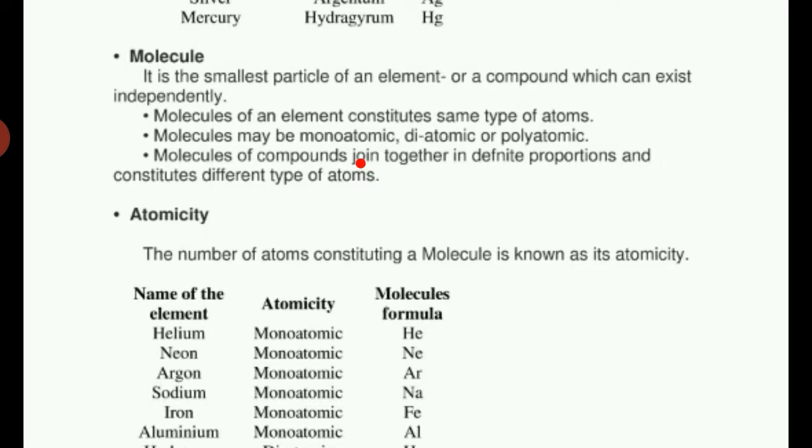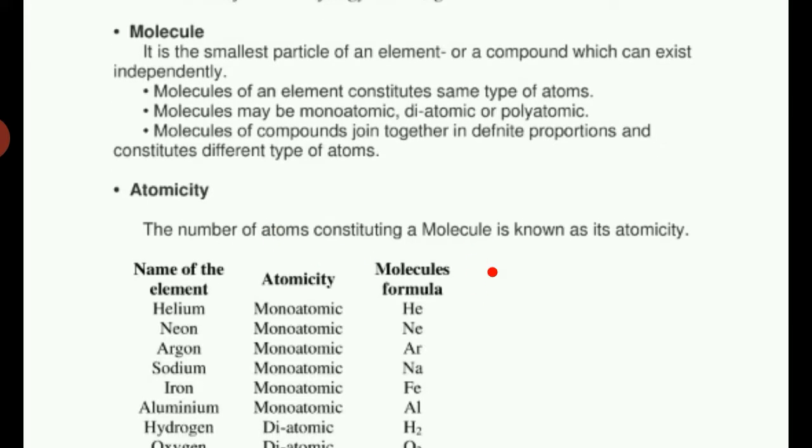Now we will talk about atomicity. We have just talked about monoatomic, diatomic and polyatomic. What are these? So let's discuss. What is atomicity? The number of atoms constituting a molecule is known as its atomicity. So you have to keep this in your mind.